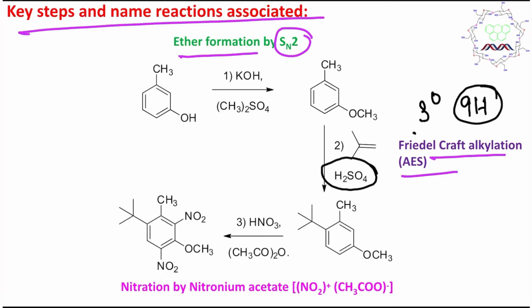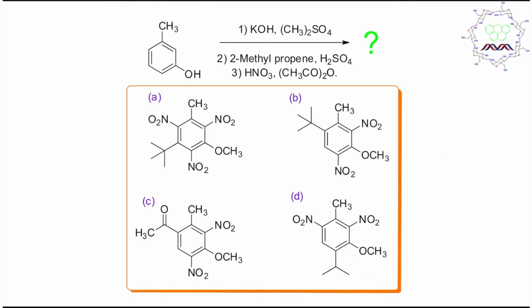Now the third step: this will produce an OMe, which is ortho-para orienting and activating, and that's why it undergoes nitration by nitronium acetate. So this is the structure, the 3 key steps of this problem. Now what is the answer? The answer is option B. Okay, now student, you may think it's a too long, too difficult problem. Why did I say it's a very easy problem? Student, actually it's a very easy problem.